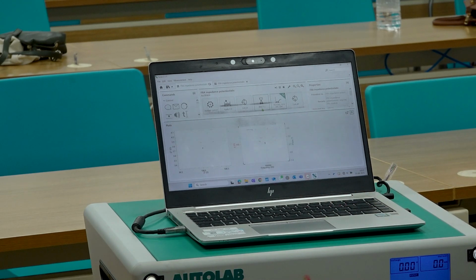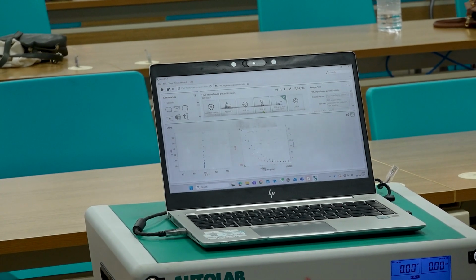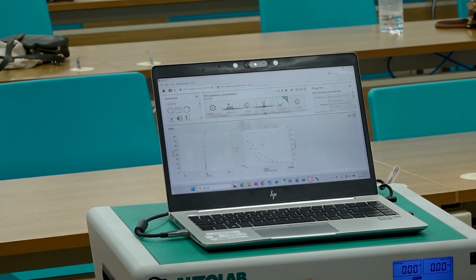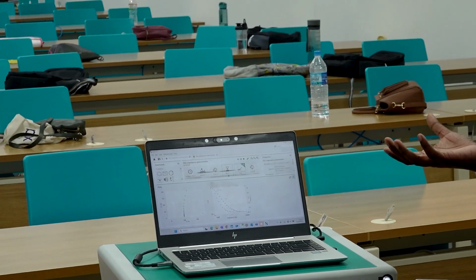So why are we recording from 100 kilohertz to 0.1 hertz? Why are we sweeping, first of all? Why isn't it a single frequency? Any idea? Because, as I said earlier, we have multiple parameters. It's not a single parameter.